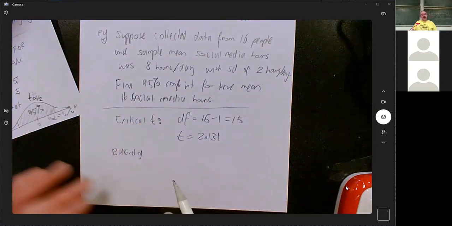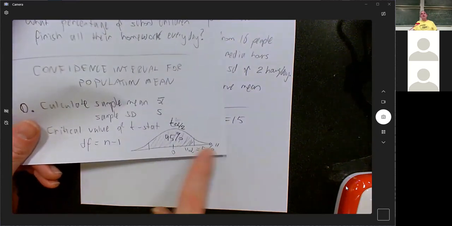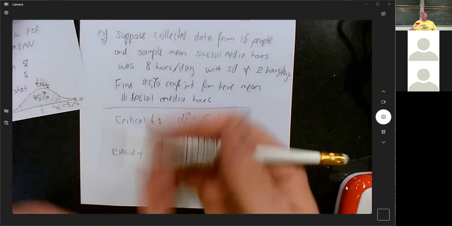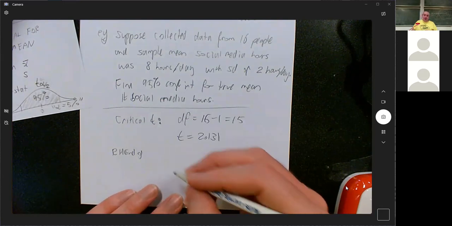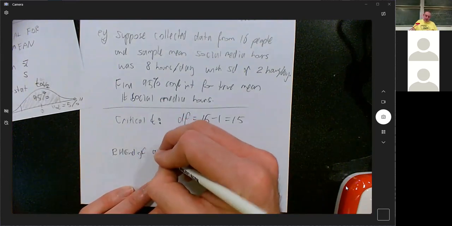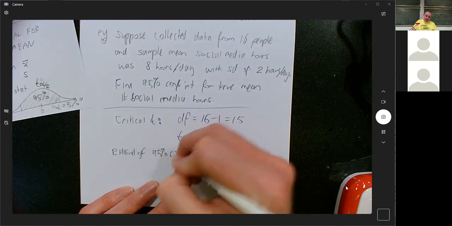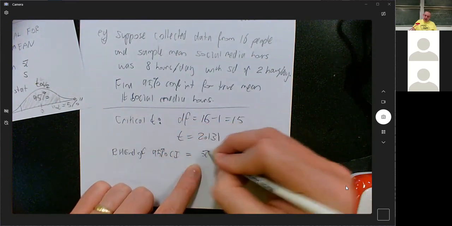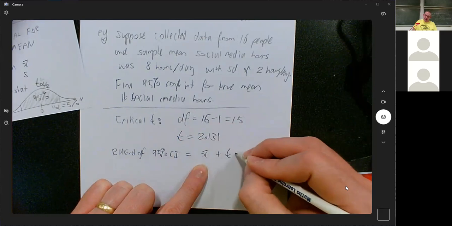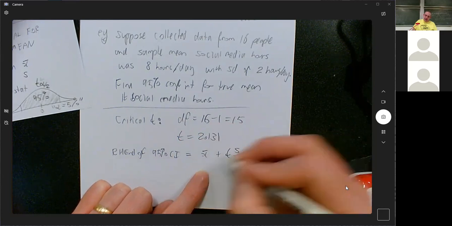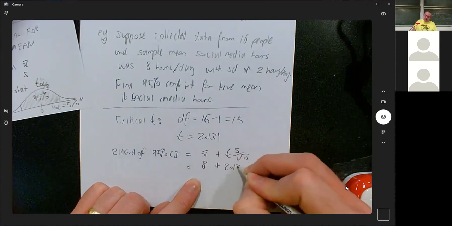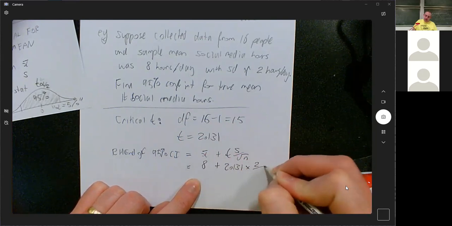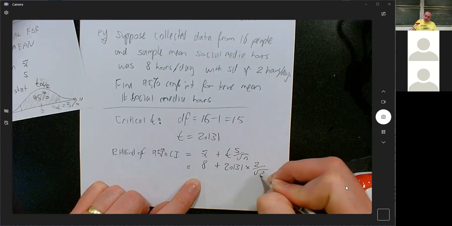you could call it the right-hand end because it's talking about left and right for bigger and smaller, or you could call it the top end and the bottom end. It doesn't really matter how you do it, or the high end and the low end. The right-hand end of the 95% confidence interval is the x bar plus the t times the s on root n. So in our case, that is 8 plus 2.131 times 2 on the square root of 8.